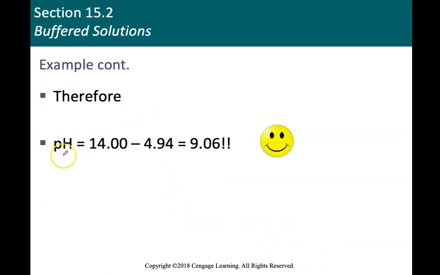Now, in order to find the pH, we still have to calculate it from the value of 14, which is the sum of the pH and the pOH. So pH will be 14 minus 4.94. Lo and behold, we get the same value. So you can apply the pOH formula or the pH formula of the Henderson-Hasselbalch equation, but you've got to be very careful on how you substitute the terms.